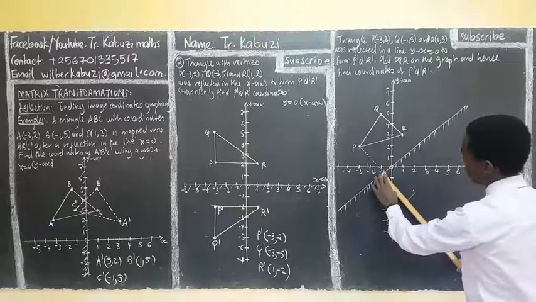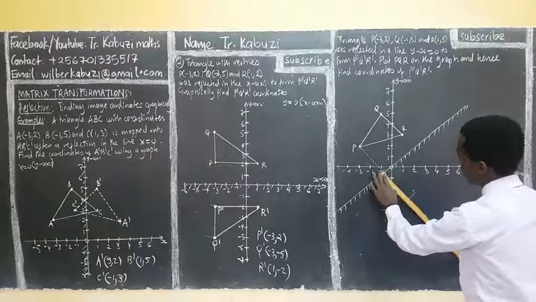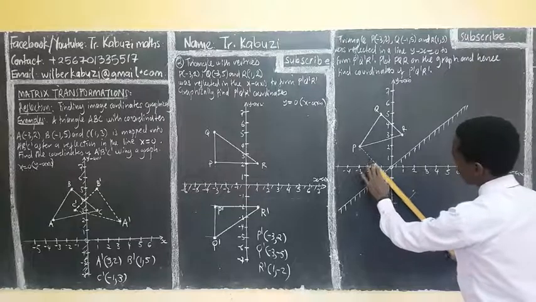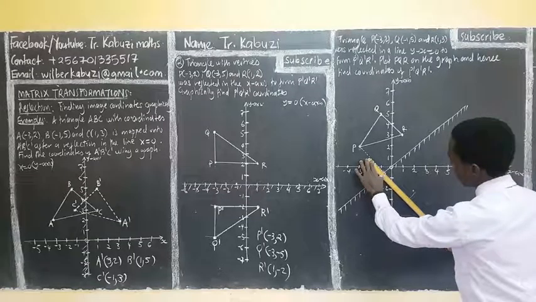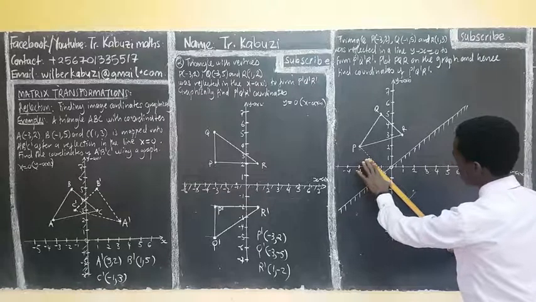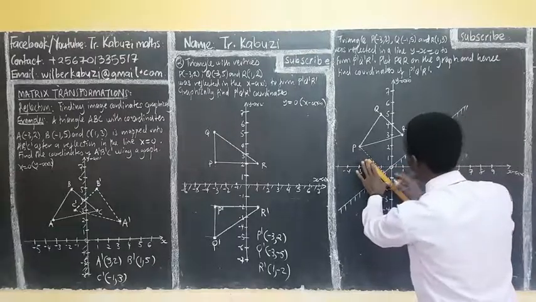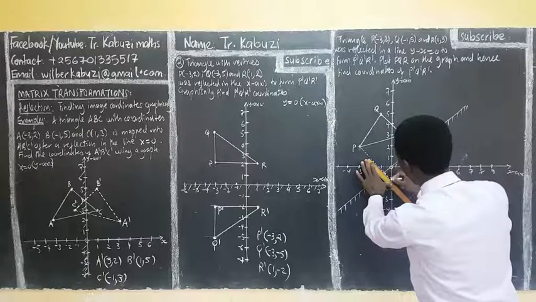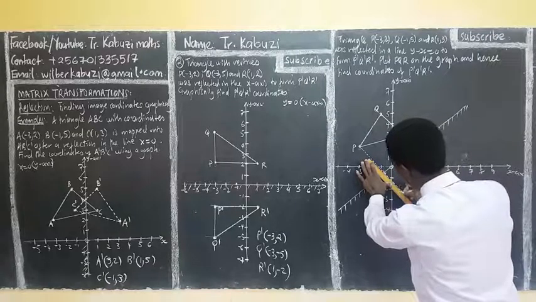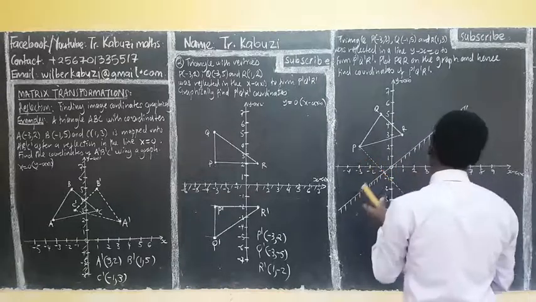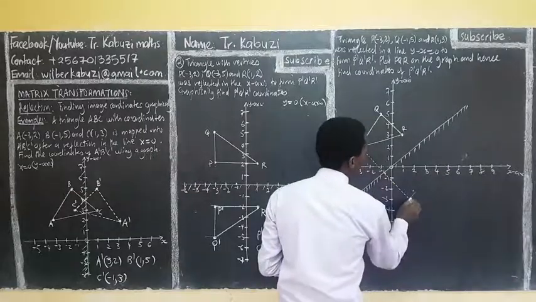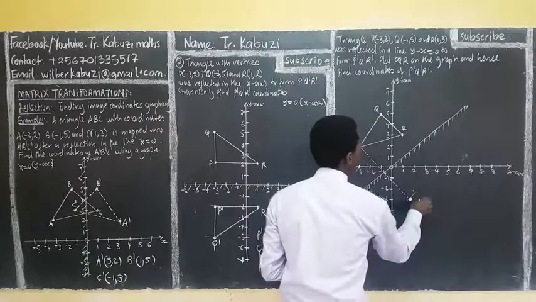Then I get a ruler so that I can complete that. So if I get my ruler, this is going to be there. So my ruler is getting there. Then I join. So see that this one is going to be now my point P prime.